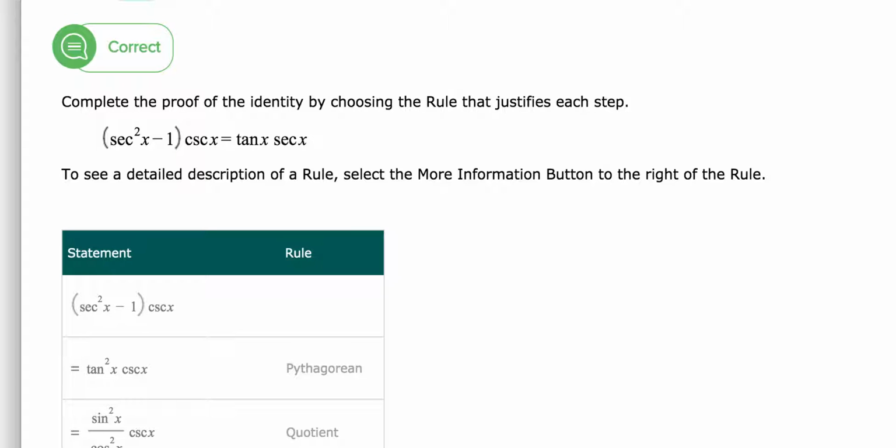Hopefully that gets you started, or helps clarify some of those rules. A lot of students have trouble with this topic, so hopefully that helps.